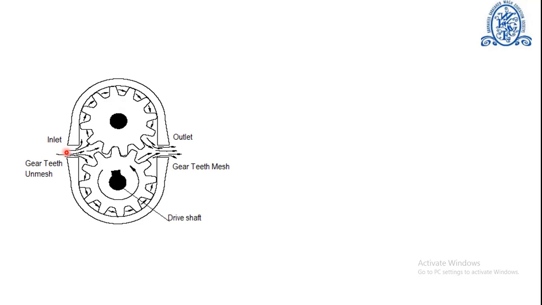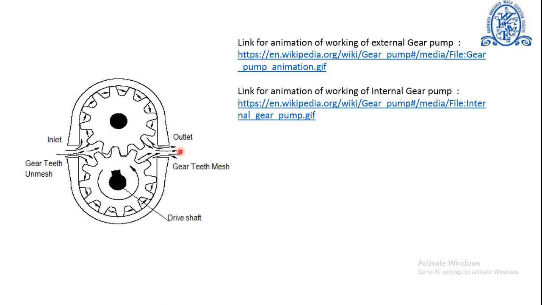As the teeth unmesh, the volume expands and pressure drops below the atmospheric pressure. This causes the fluid in the tank, maintained at atmospheric pressure, to get sucked in. At the discharge or outlet side, the gear teeth go into mesh, causing a decrease in volume, and hence fluid is delivered out at high pressure. You can watch these videos for better understanding about working of external and internal gear pumps.